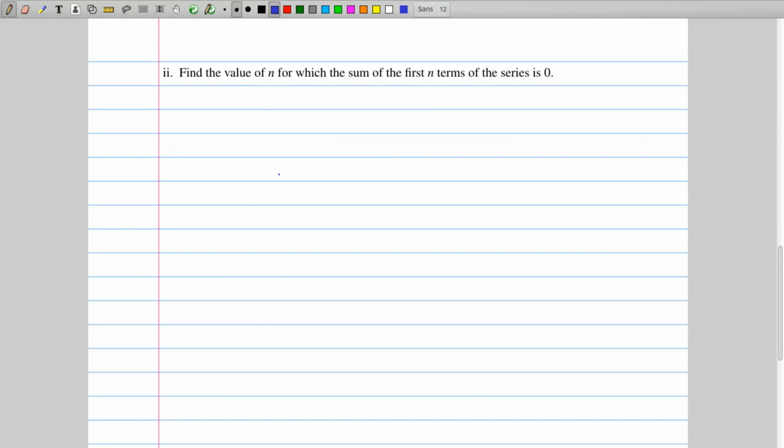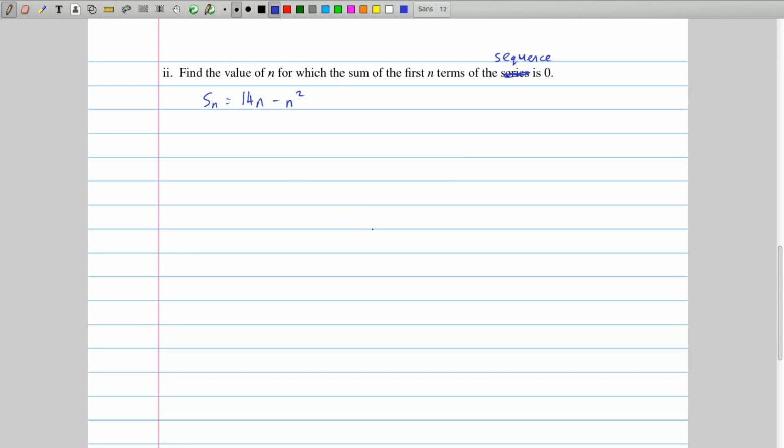The very last part of this question says to find the value of n for which the sum of the first n terms of the series is 0. Again, I think this should be sequence rather than series. That's because the series means what happens when you add them up. So it's the sum of the terms of the sequence is the series. But again, that's just me being pedantic. So let's just continue with this.